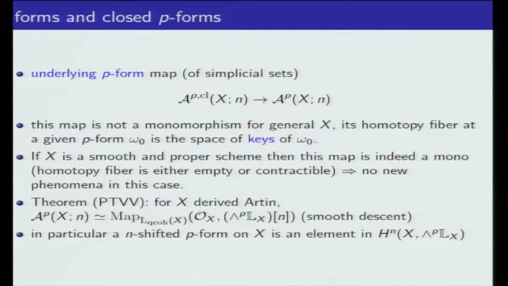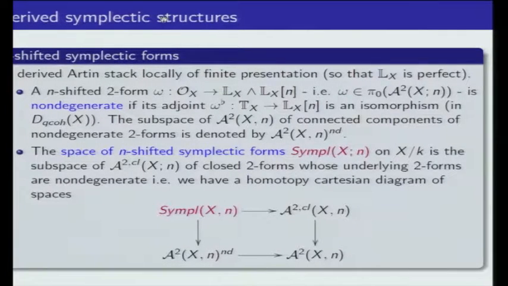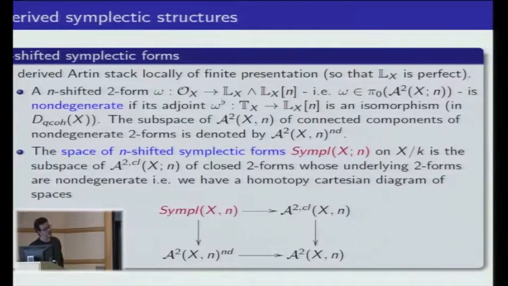Okay, skip this. Then we can define what are symplectic forms and shifted symplectic forms. So take an Artin stack whose cotangent complex is perfect. Then what is the space Symp(X, n) of n-shifted symplectic forms of X? I take the space of closed forms, I map it to the underlying A2 of X, n, and I take the ones which are non-degenerate. Then I take the connected components of this. This gives me a space, and this is the space of n-shifted symplectic structures.